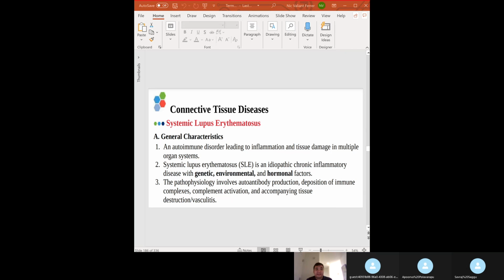So, connective tissue diseases, SLE. It is a chronic inflammatory disease with genetic, environmental, and hormonal factors. In terms of epidemiology, women account for about 90% of cases. African American patients are more frequently affected than Caucasian, milder in elderly patients, more severe in children, and it appears in late adulthood or adolescence.